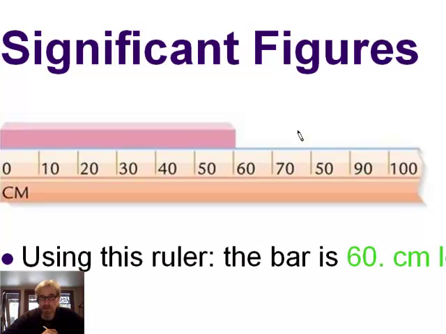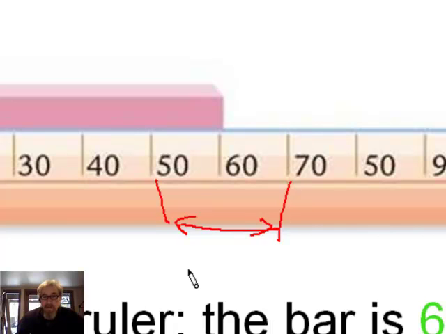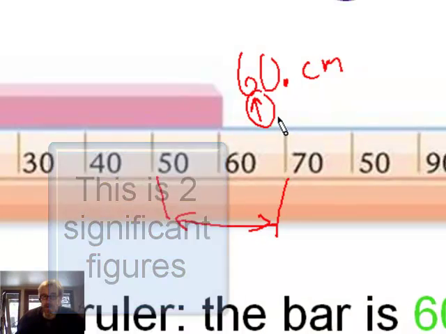Here's the same bar, only measured with a different ruler. In this ruler, I know for sure that I'm between 50 and 70. I can be confident of that. It's between 50 and 70. I'm estimating that it's halfway between 50 and 70, so I'm writing down that the bar is 60 centimeters long, but now instead of just 60, I'm putting a decimal point there. That is different than writing just down 60 with no decimal point, because that point is telling me I know for sure 6. I'm not so sure about the 0, so I'm confident about the tens place that it's somewhere between 5 and 7, and I'm estimating the 0.